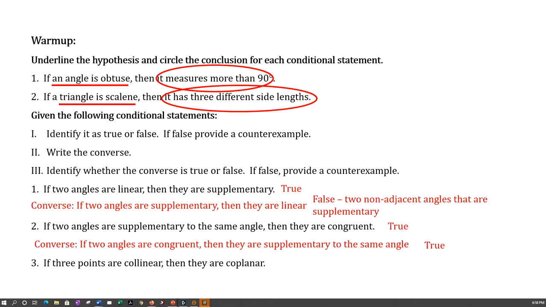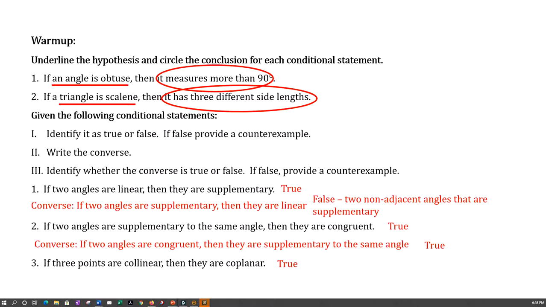The last one, if three points are collinear, then they are coplanar. We learned at the beginning of the unit that if a line is in a plane, then all the points in that line are in that plane, so they would be coplanar. Remember, we do know that they're actually on multiple planes. So this is going to be true.